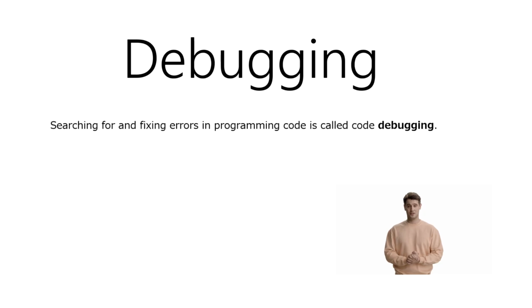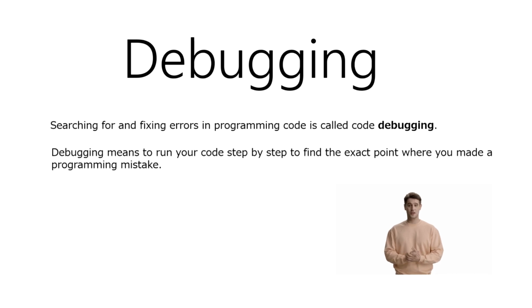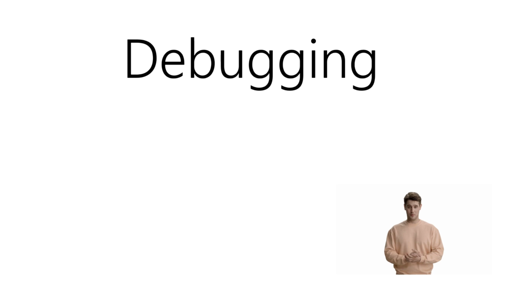Searching for and fixing errors in programming code is called code debugging. Debugging means to run your code step by step to find the exact point where you made a programming mistake. These are the basic debugging steps.